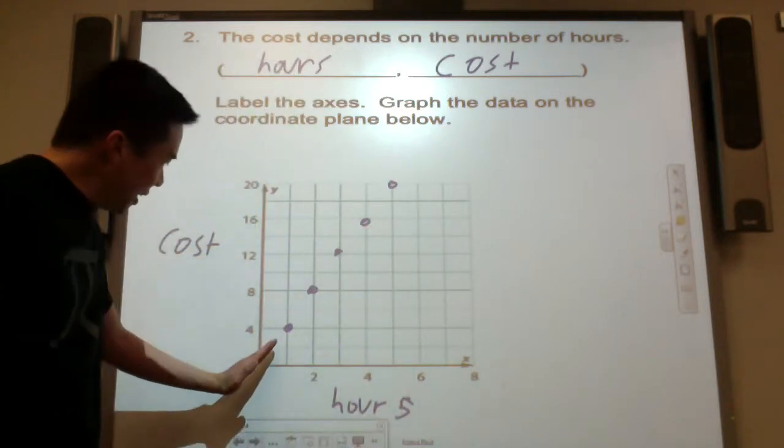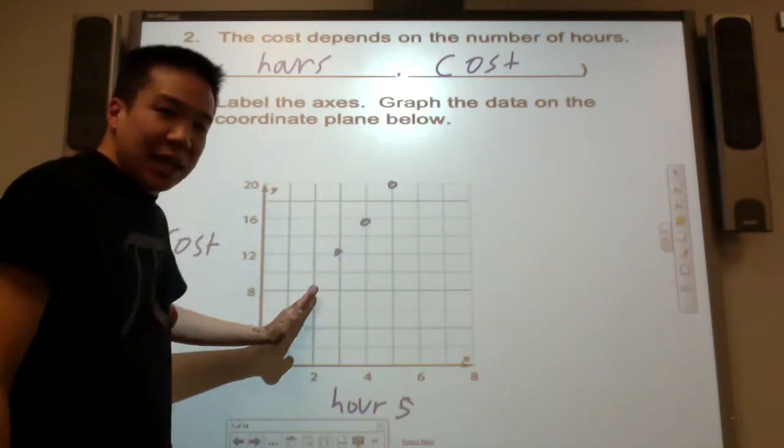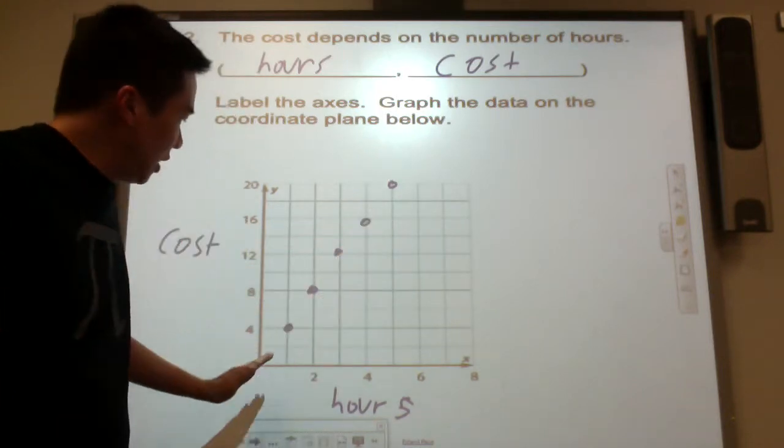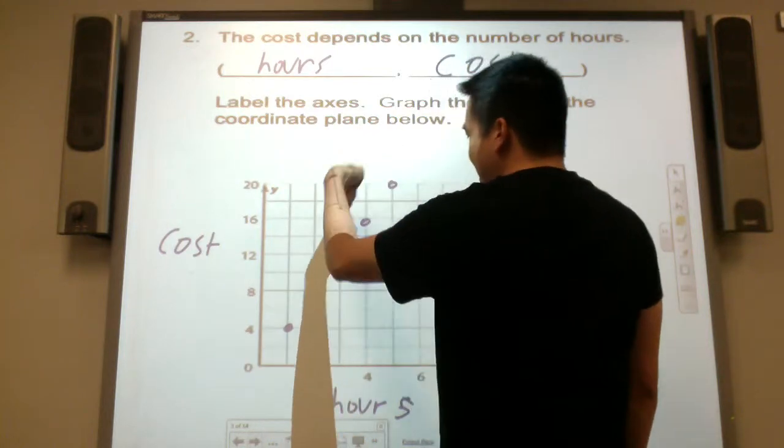Wow. If you look at it, it's steadily increasing, but it seems like it's a constant. It's a very steady line if you connect the dots. It doesn't deviate or go away from this constant line.